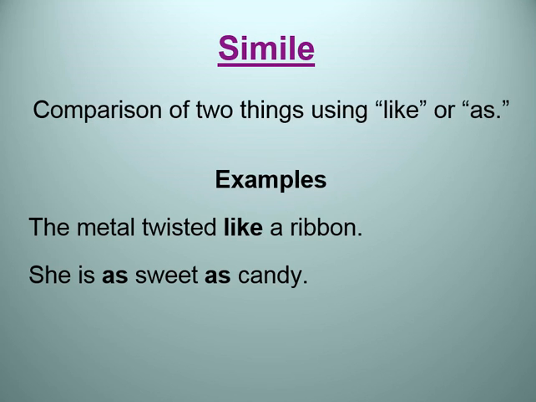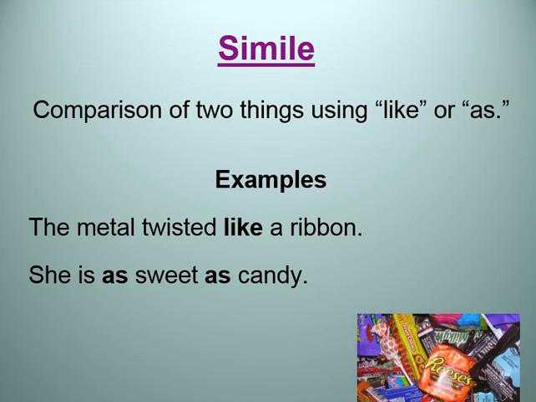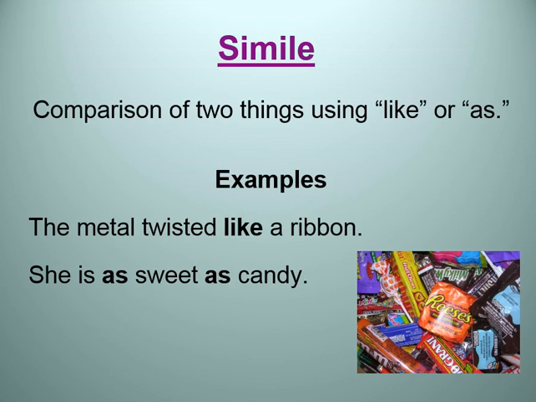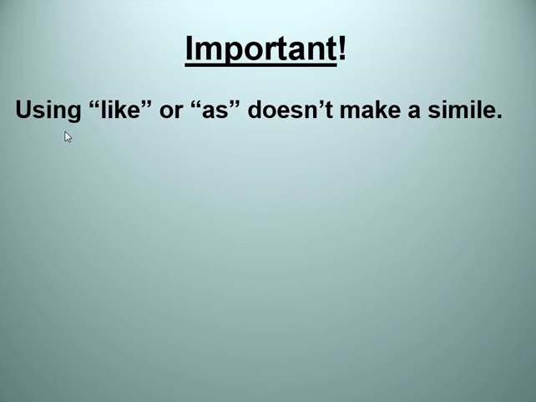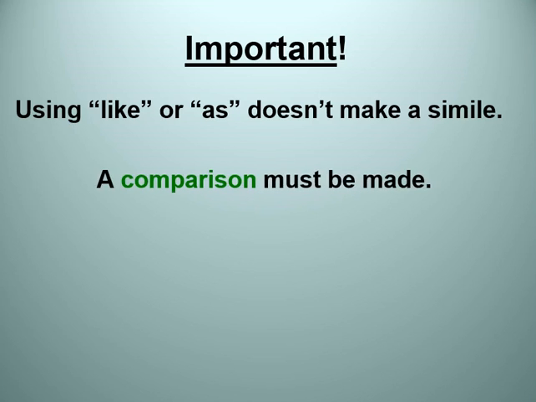So remember, with a simile, it's always a comparison. And this is really, really important. You're always comparing two things. Because it's very important that just because an author uses like or as doesn't mean that it's a simile. For example, first, a comparison must be made. That's, like I said in the previous slide, the most important thing, a comparison has to be made. So these are not similes.